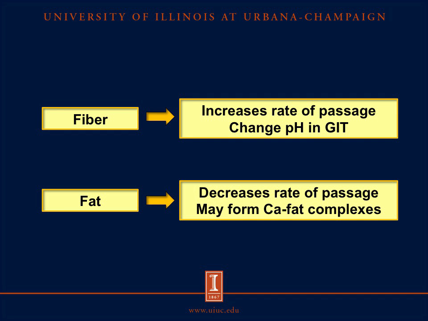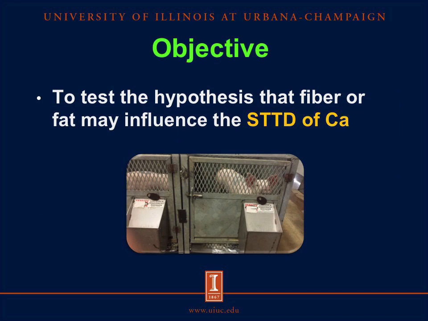We know that fat decreases the rate of passage. Therefore, the nutrients have more time to be digested by the enzymes and be absorbed in the gastrointestinal tract. But also we know that fat may form some calcium fat complexes, reducing the availability of calcium to be absorbed. The objective of this experiment was to test the hypothesis that fiber or fat may influence the STTD of calcium.